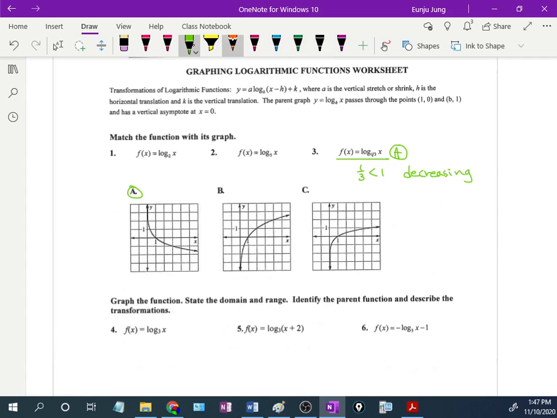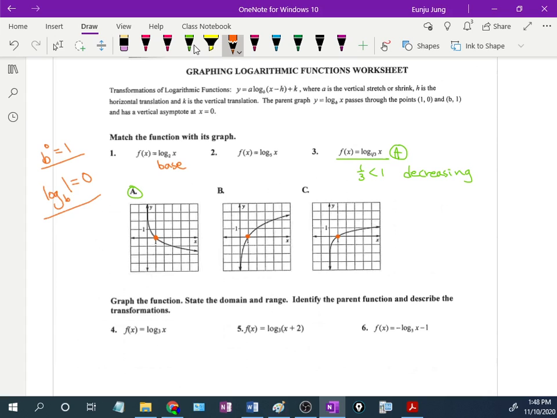Alright, now let me change the color to orange. Which one goes with the base 2? So let's see. Okay, we have a point here, 1 and 0, but it goes all the same. So 1 and 0 is always passing through on the logarithmic function. So any base, let's say b, when you plug in 1, you always get 0. It means anything to the 0th power is defined as 1. That is the meaning of this, okay?